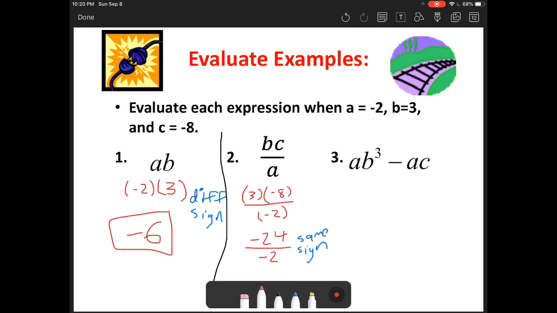So our answer is going to end up being -24 divided by -2. Same sign, positive, so our answer is going to be 12. All right, let's get number 3.